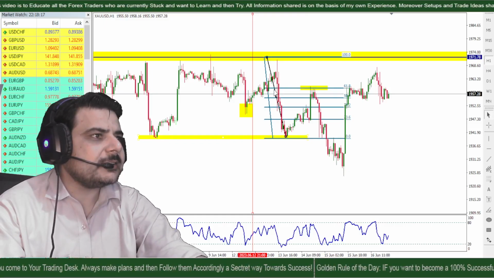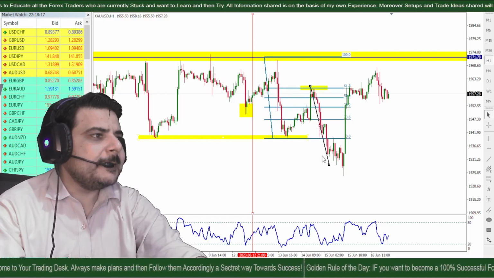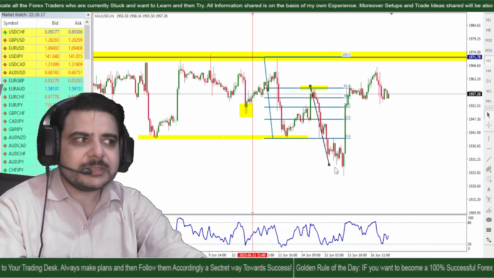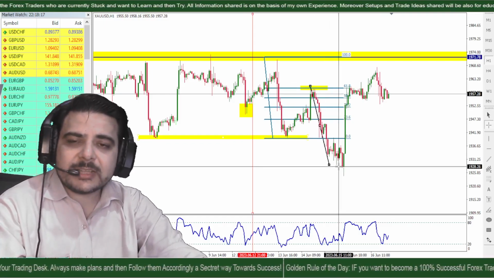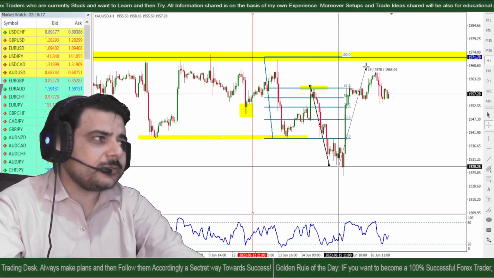So let's see this ABCD pattern completion, and you can see it exactly complete. Even I took a live trade in the live stream from here. You may have seen that.